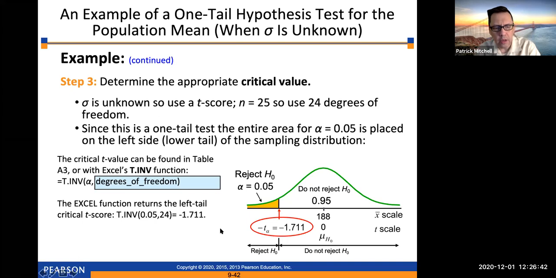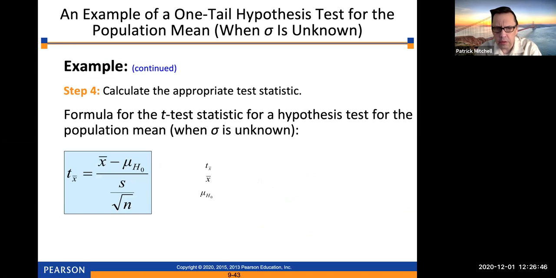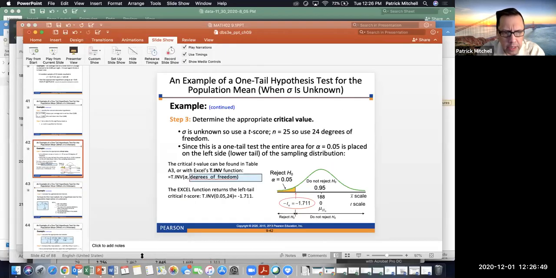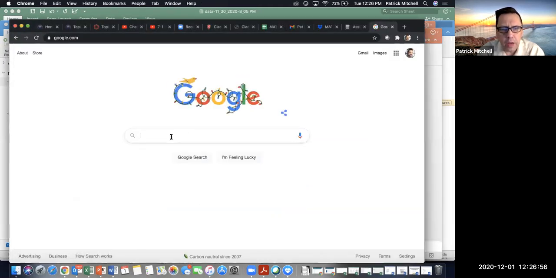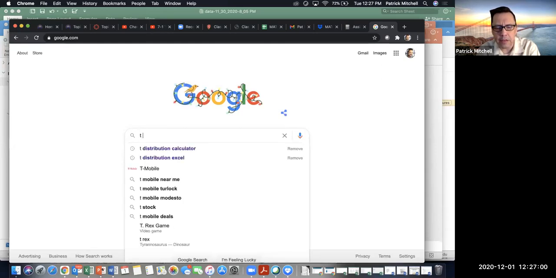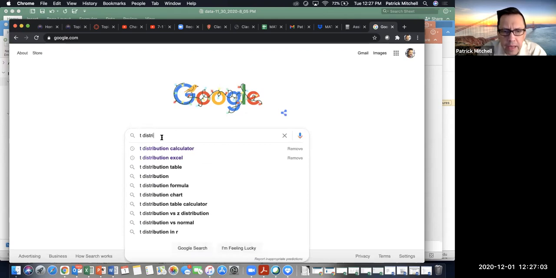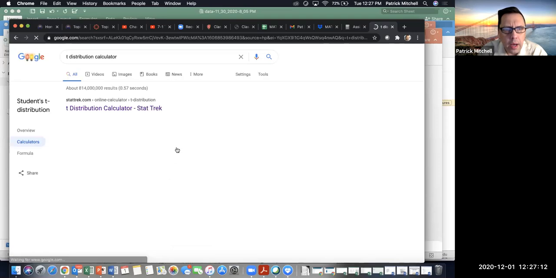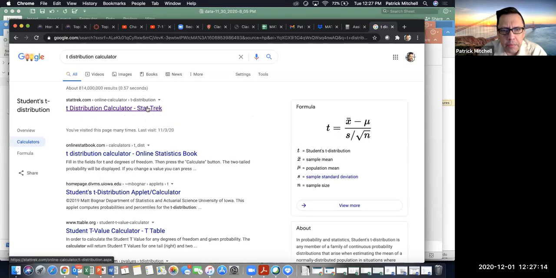There is one other way that I don't think I've ever shown you before. And that's to use a website called StatTrack. So the easiest way to find StatTrack is to open Google and type in T distribution calculator. You can see I've typed that before. So it comes up, even if you've never typed it before, I think it comes up in the top 3. So here's the link right here. I'm going to click on this.